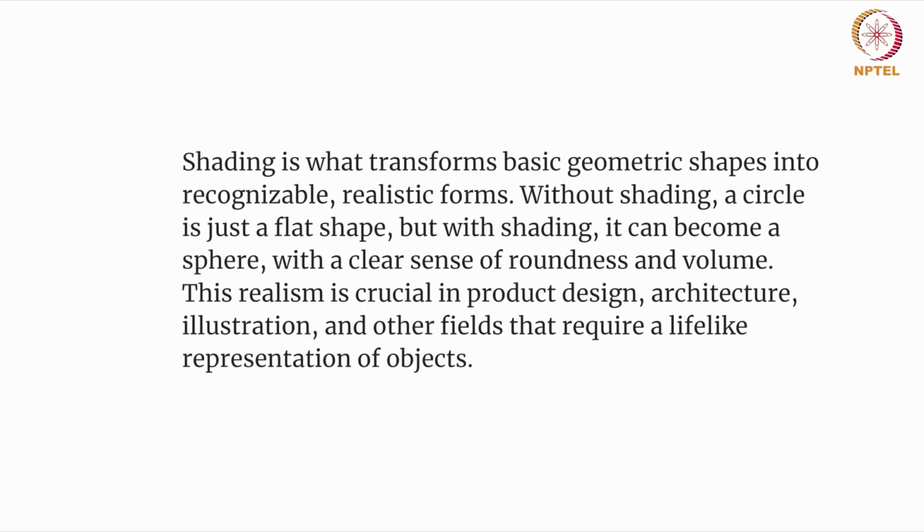So the takeaway, we can say, is that shading is what transforms basic geometric shapes into recognizable realistic forms. Without shading, a circle is just a flat shape, but when you use shading, it can become a sphere with a clear sense of roundness and volume. This realism is crucial in product design, architecture, illustration, and other fields that require a lifelike representation of objects.